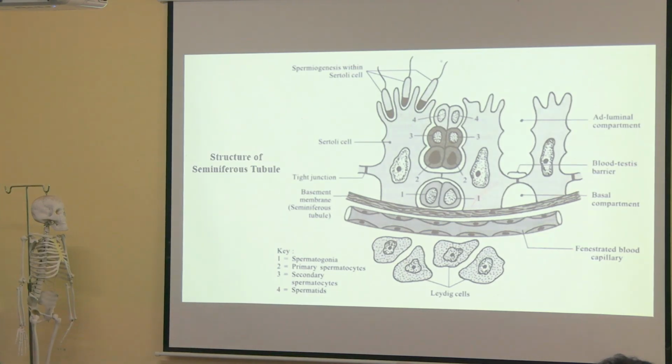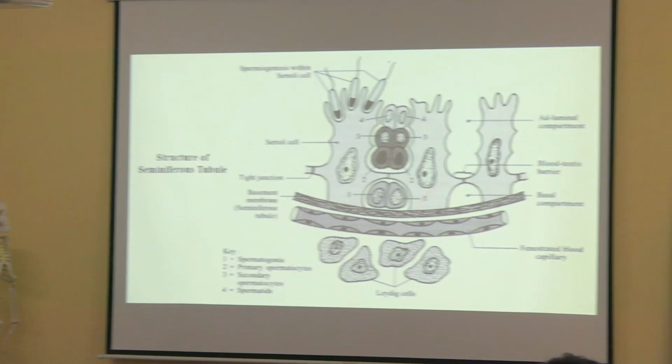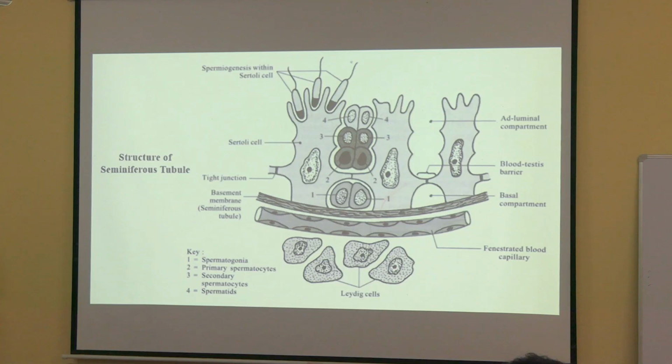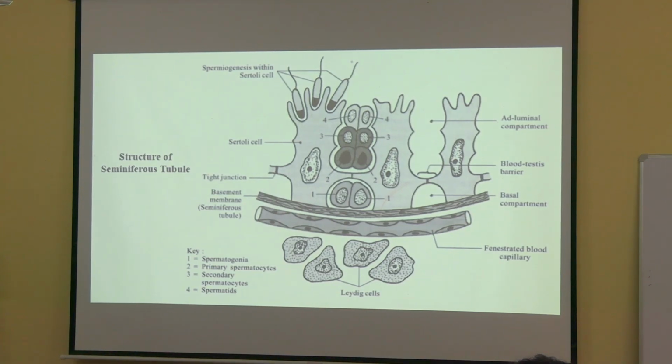So this particular diagram will help you to understand the internal structure of the seminiferous tubule. Okay? Inside that particular seminiferous tubule, what is present? Then how the blood testis barrier is formed, and where the different stages of spermatogenic cells are present. Okay. So I request everyone to draw this particular diagram in your practical notebook.